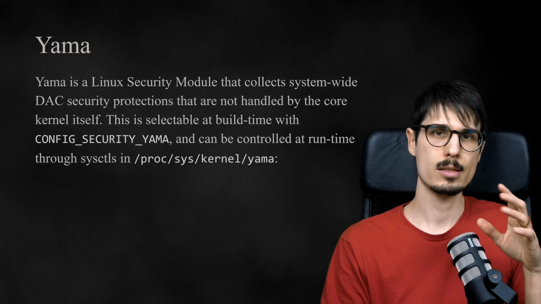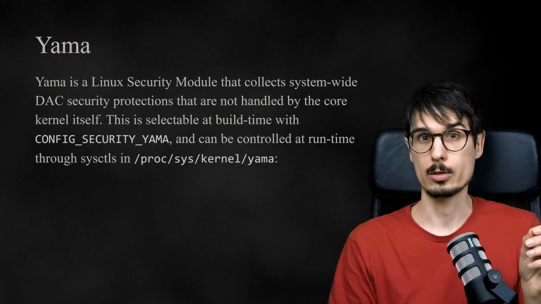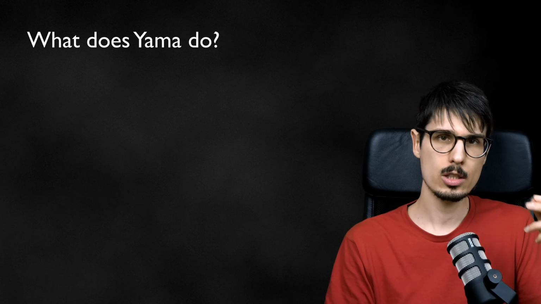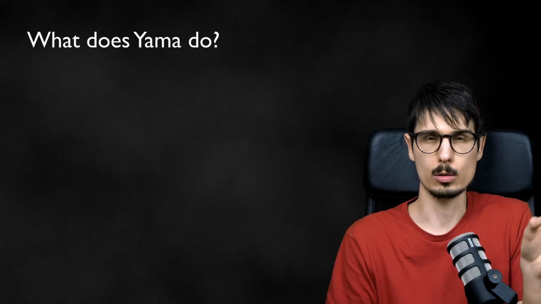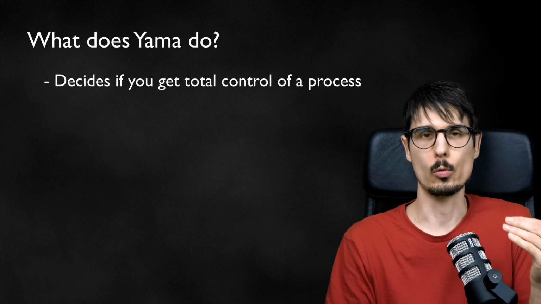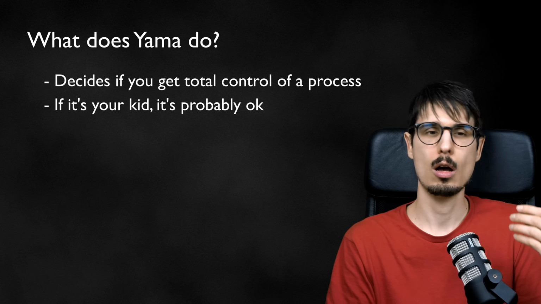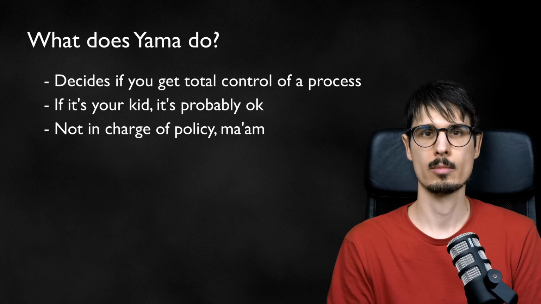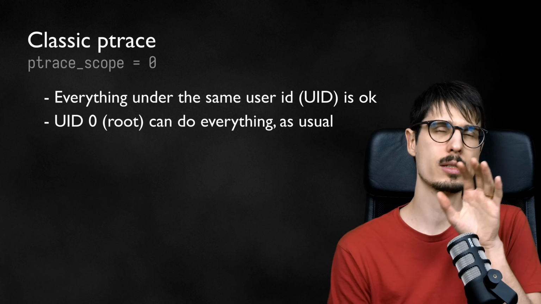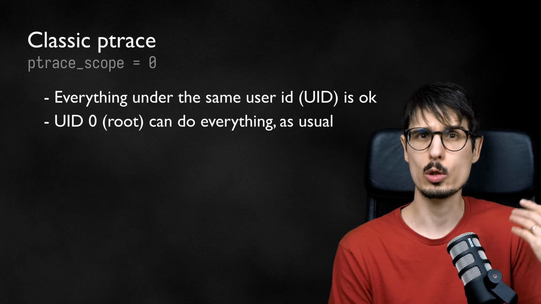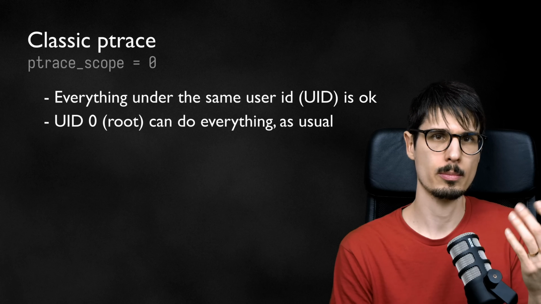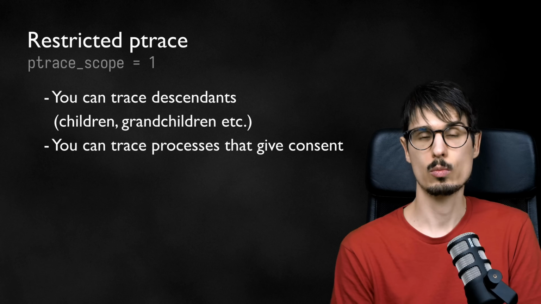It's both of these. Linux has a security module named Yama after the final boss in Spelunky. It's the thing in charge of deciding whether a process can use the ptrace syscall to trace another process based on the relationship between them and the value of the ptrace scope setting. Ptrace scope equals 0 is kind of a free-for-all. Any process can trace any other process under the same UID, the same user ID. Ptrace scope equals 1 is restricted ptrace.